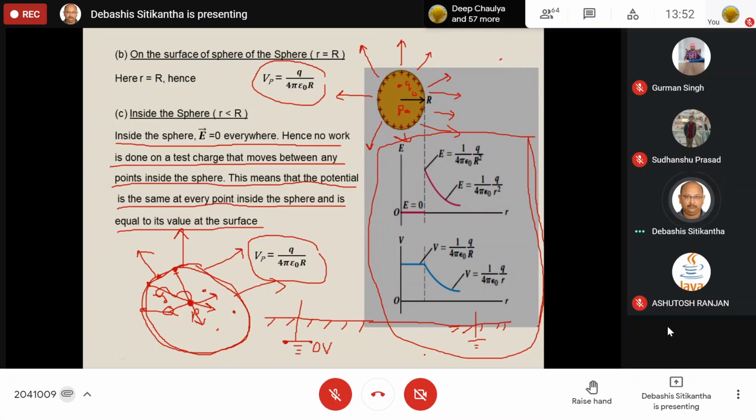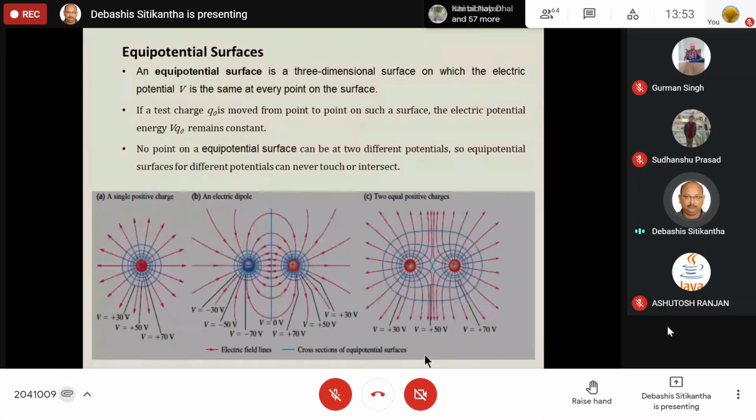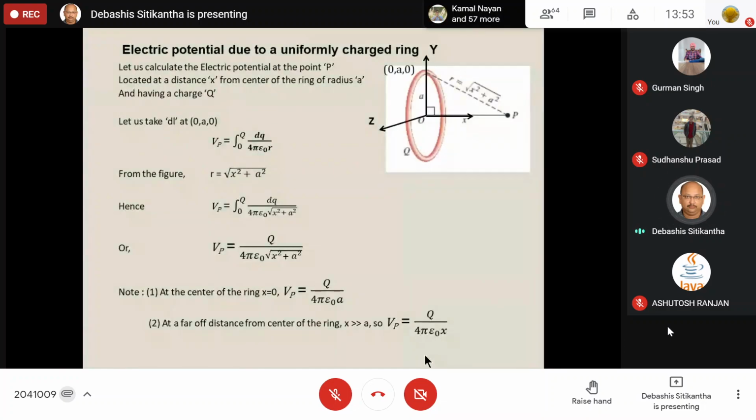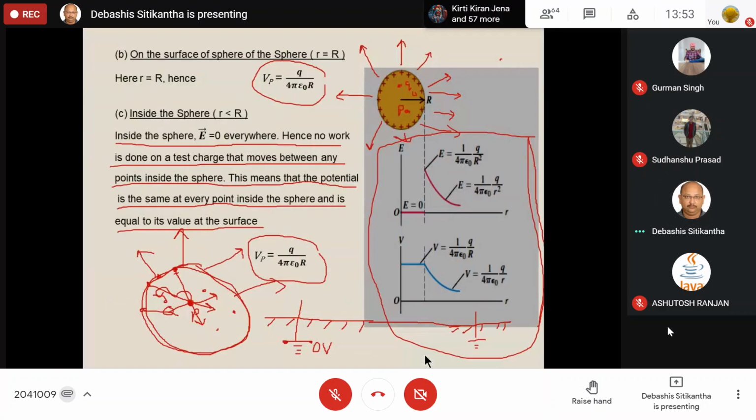Is there any doubt? Okay. Another important thing, a very interesting thing: when we talk about this earth, it is nothing but an equipotential surface, which will be taught to you after 2 or 3 classes. After one class, we will talk about this equipotential surface. So I hope everybody has understood.